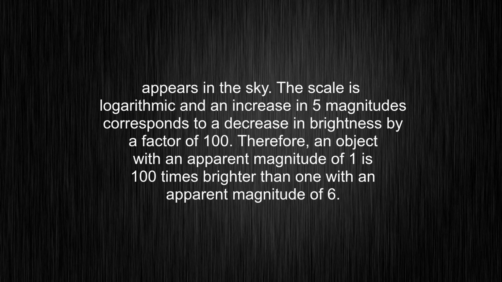The scale is logarithmic, and an increase of 5 magnitudes corresponds to a decrease in brightness by a factor of 100. Therefore, an object with an apparent magnitude of 1 is 100 times brighter than one with an apparent magnitude of 6.